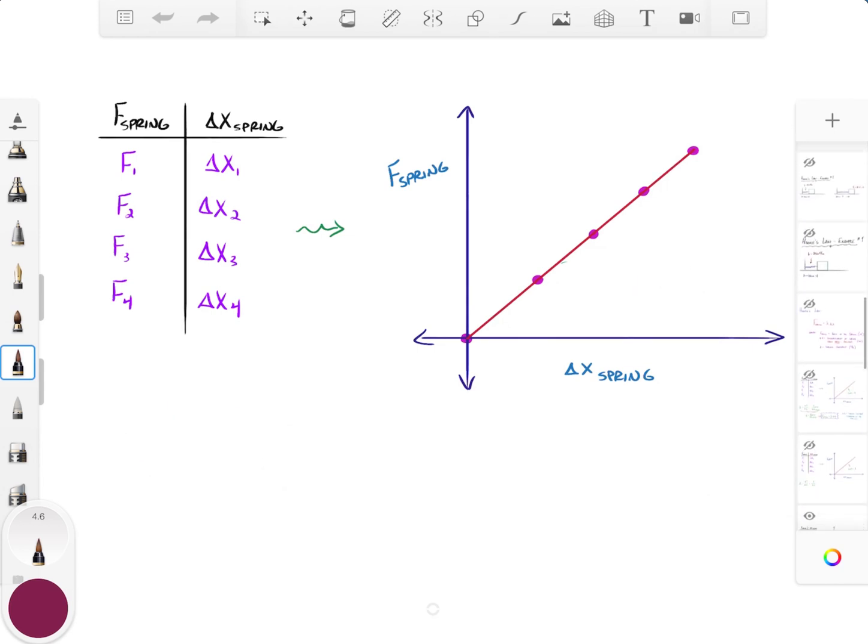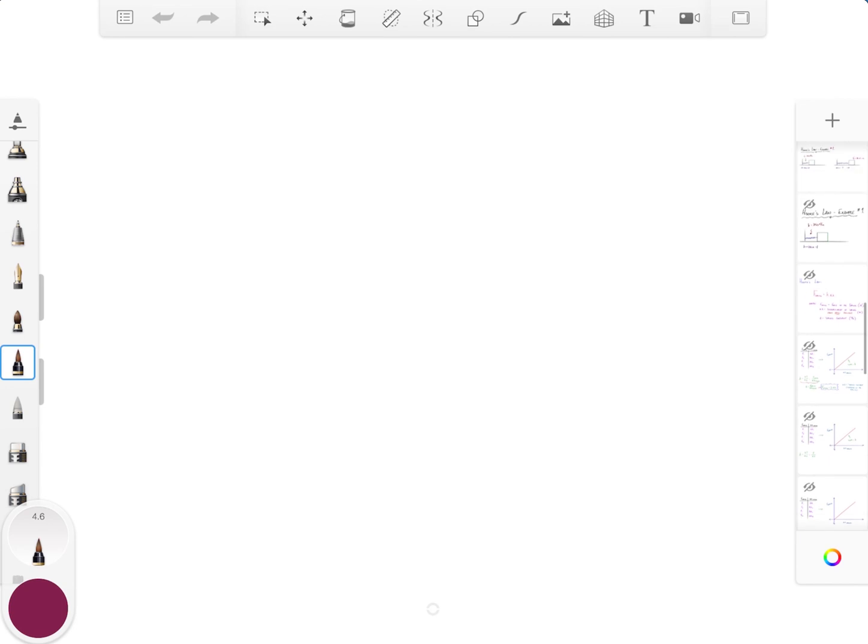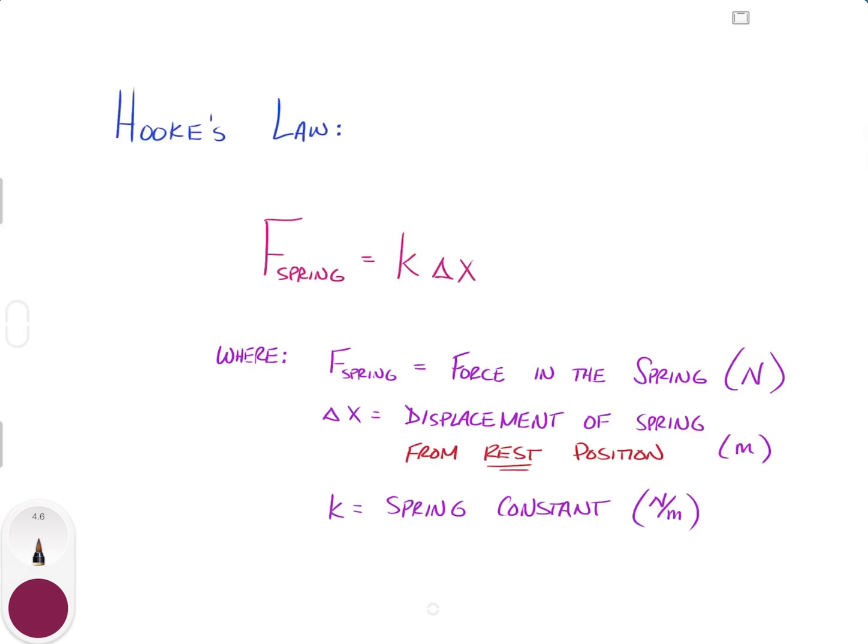But I should, before we end, give you the final breakdown of Hooke's law. So Hooke's law, just to clarify everything, states that the spring force, the force in any spring, is equal to the spring constant multiplied by the displacement of that spring, how far you've stretched it or how far you've compressed it. And you just have to make sure that since spring force is a force, it's measured in newtons, you must always measure the displacement of the spring in meters from the rest position.